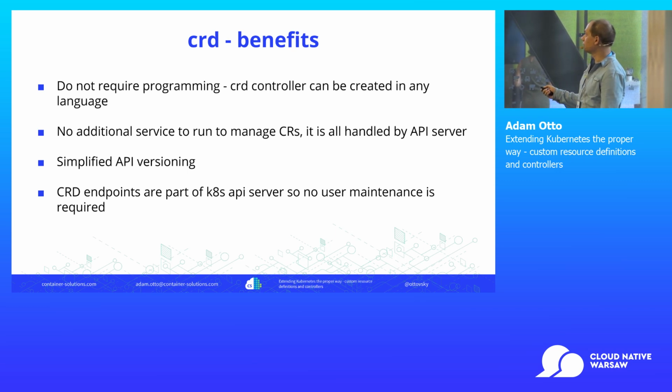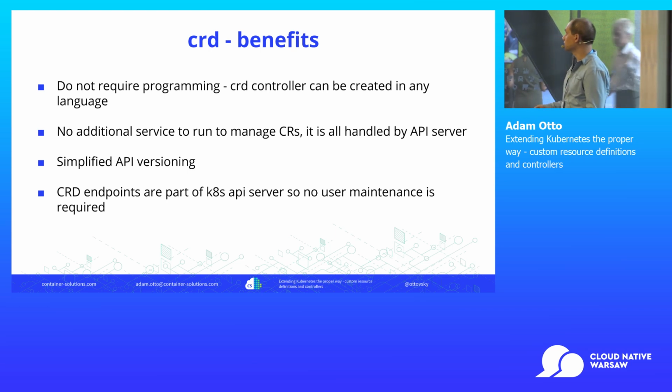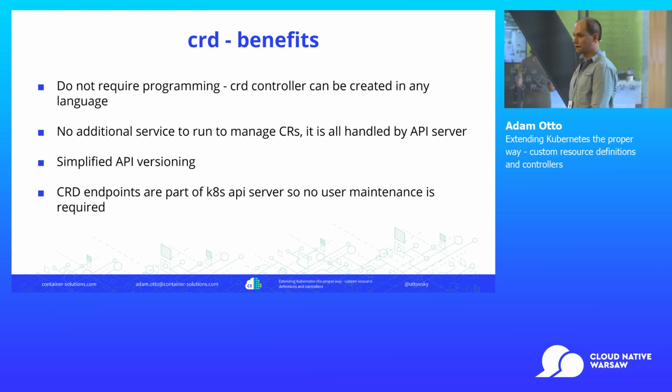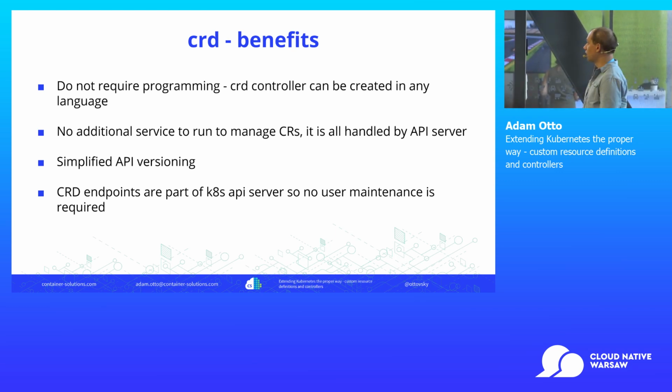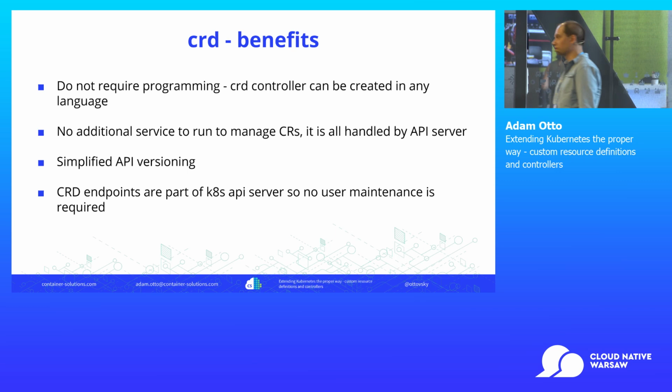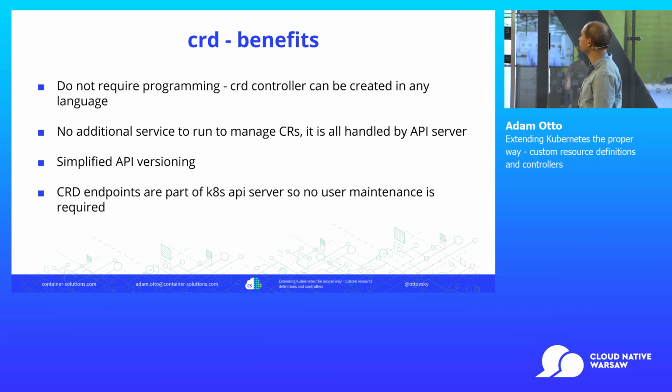And since CRD endpoints are part of the Kubernetes API server, no user maintenance is required, and we get a lot of additional features just by using the API server. For example, we don't need to implement HTTPS because it's done by Kubernetes. The discovery mechanisms are there. Watches and listing are also supported out of the box. So there are a lot of benefits to using those.